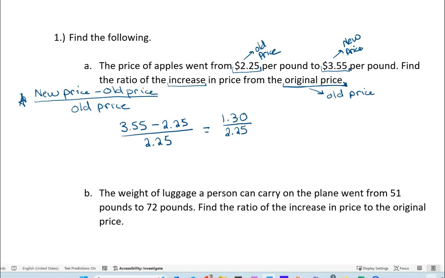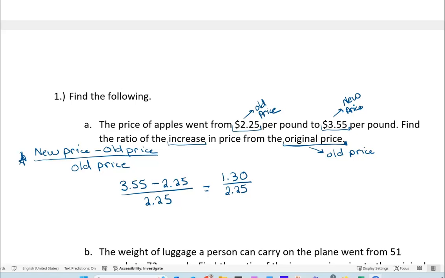And then I have 2.25. Now, typically we can't have decimals in our final answers when we're dealing with ratios and fractions. However, it doesn't actually state here that you need to write this answer as a fully reduced fraction with integers or ratio with integers. That's something that we will learn in the next part of this video. So for the moment, I'm going to leave that answer, and then you'll learn how to change it so that you don't have those decimals.